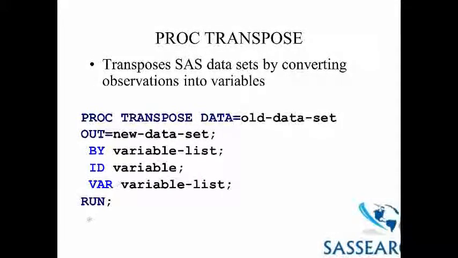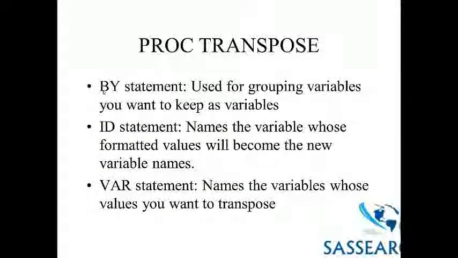So basically what we're doing here is we're taking our old data set, our original data set, we're using our out equals statement to create a new data set, and we are going to basically invert our rows and columns. So here are the specifics to PROC TRANSPOSE. First of all, you have a by statement, which is used for grouping variables that you want to keep as variables. And then there's an ID statement that names the variable whose formatted values will become the new variable names. And finally, there's a var statement that names the variables whose values you want to transpose.